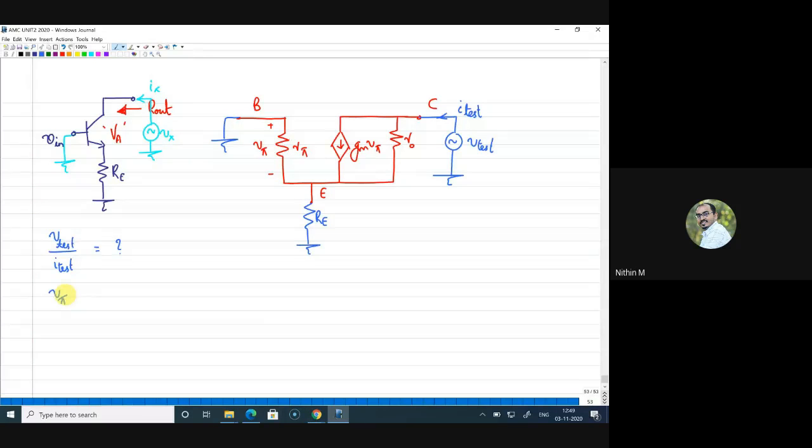Yes, sir. So, Manjunath, my question is, I hope you are following what I'm trying to do here. I'm trying to find the output impedance. Yes, right. Now, how will you write V pi?